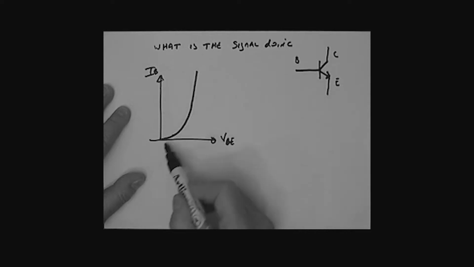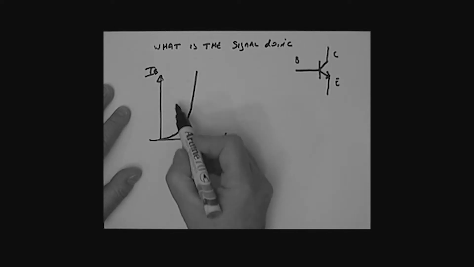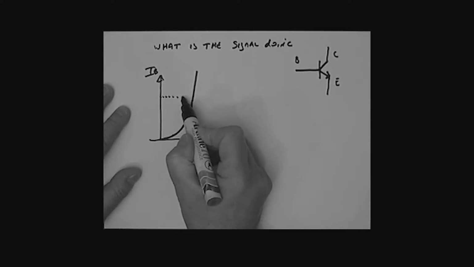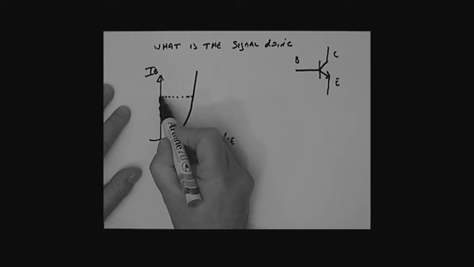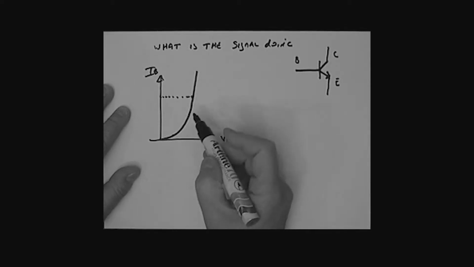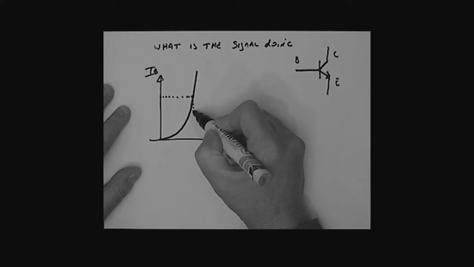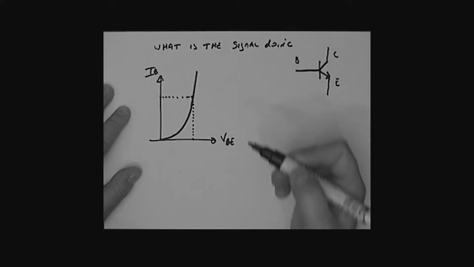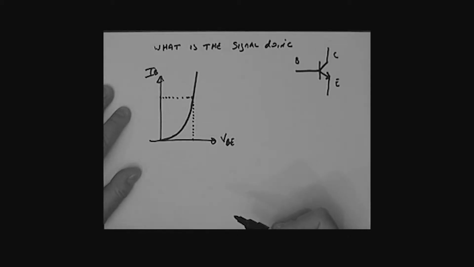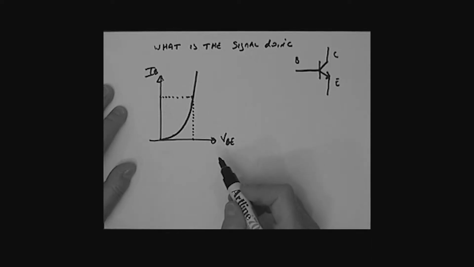Let's look at our characteristic and say that we've biased our circuit such that this would be our DC base current, and this is resulting in a DC value of VBE. Admittedly, we've assumed that VBE is 0.7, and for the DC work, that's a fine approximation. Now let's consider that we've applied a signal to this circuit.